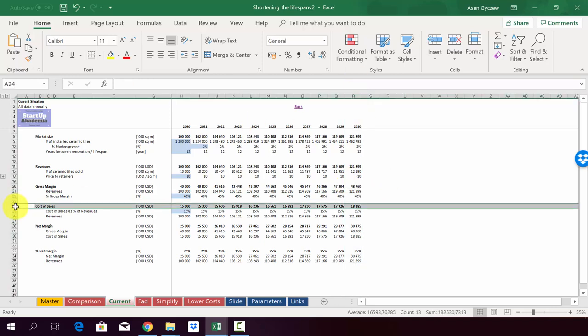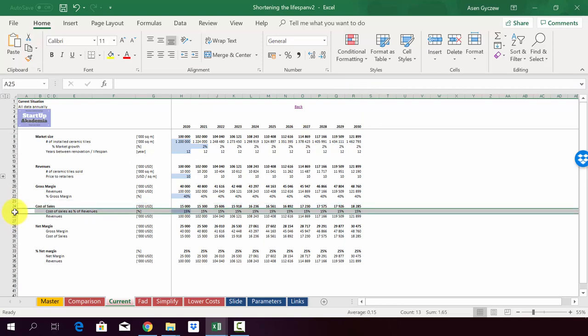Now, we also have to look at the cost of sales. We assume them to be 15%. This is everything related to all the logistics costs and also everything we do with our partners who help us sell the product.